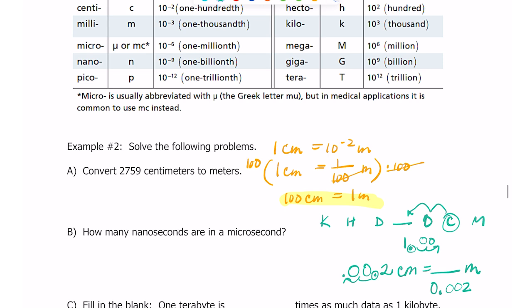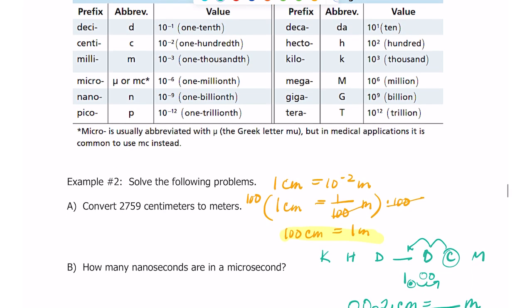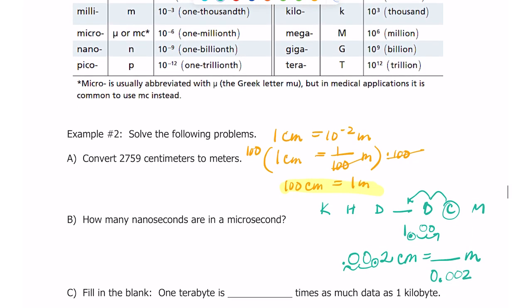Okay. And that's not including the micros, nanos, picos, or megas, gigas, teras. That only works for the deci, centi, milli, deca, hecto, and kilo.